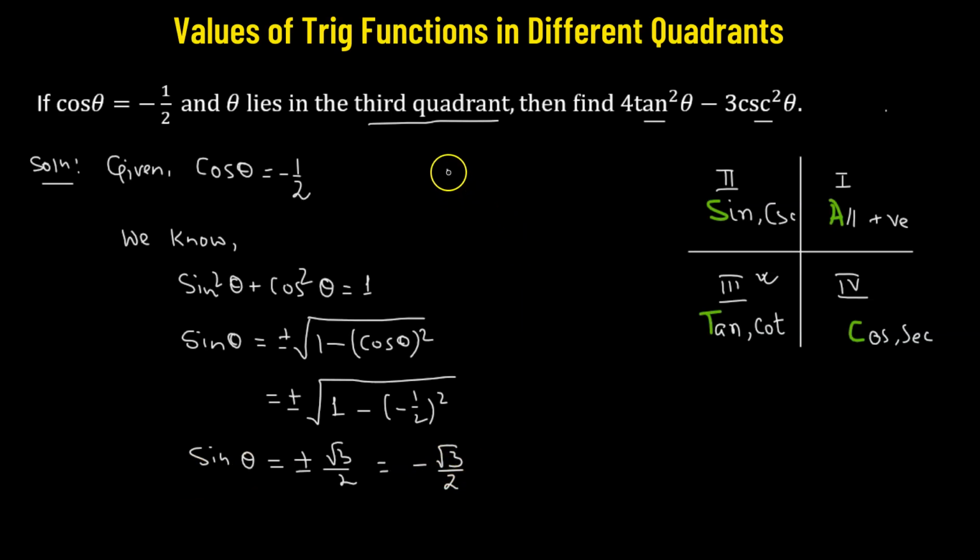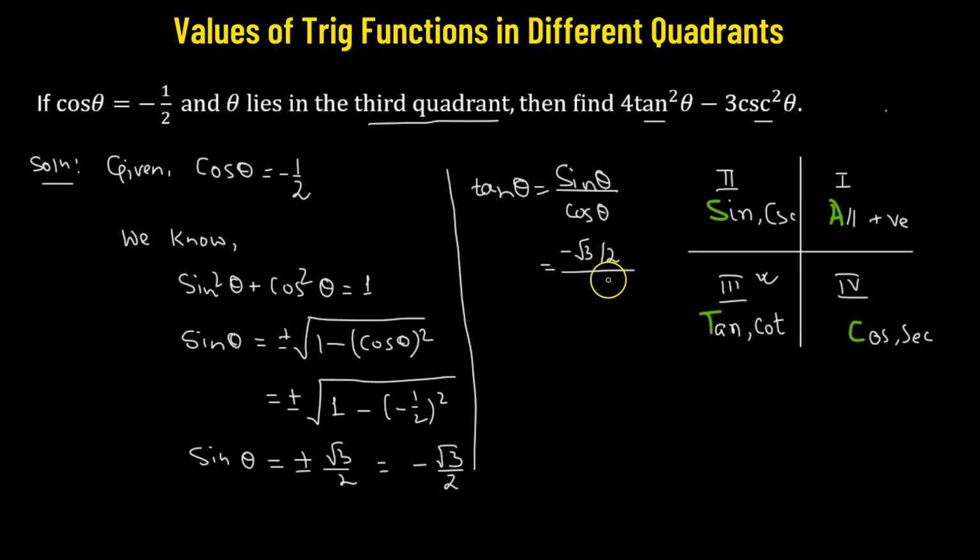Now we can quickly find the value of tangent theta. Tangent theta is defined as the ratio of the sine function to the cosine function. Sine theta is negative square root of 3 over 2, all divided by cosine theta, which is -1/2. This gives us positive square root of 3, and the positive value makes sense because we are in the third quadrant, where tangent is positive.